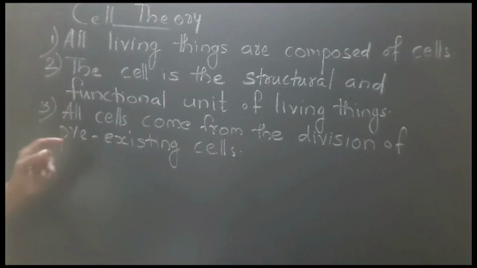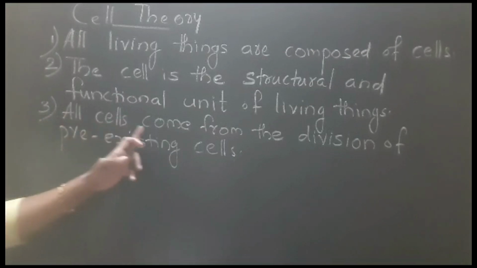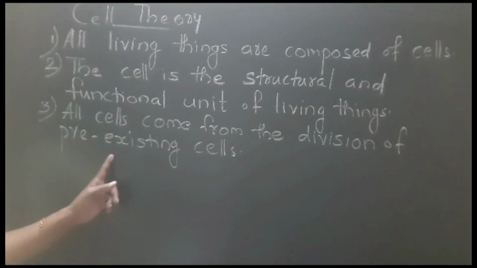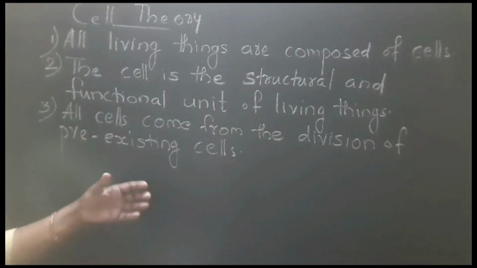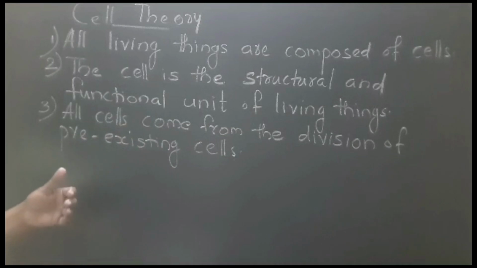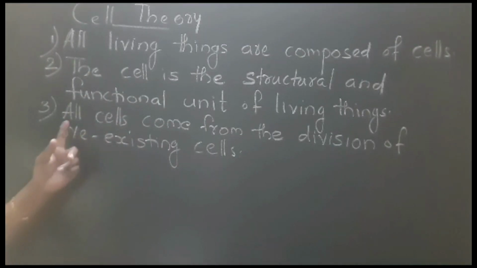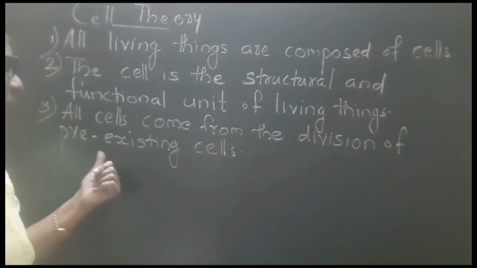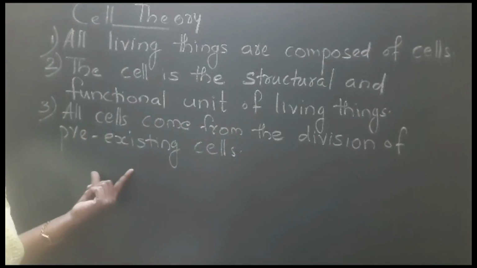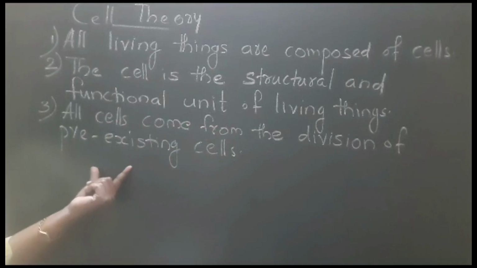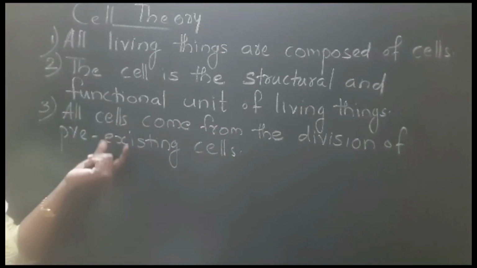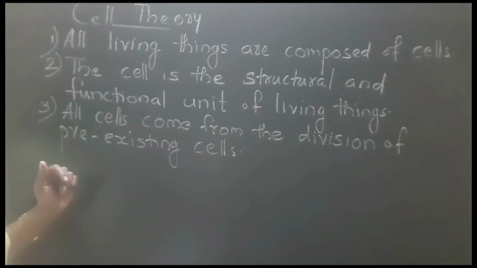These are the three cell theory. All cells come from the division of pre-existing cells. Without a cell, the new division cannot be. That is what it says: all cells come from the division of pre-existing cells. There should be a cell. The pre-existing cell should be there, then only the new cell can be divided from. So these are the cell theory.